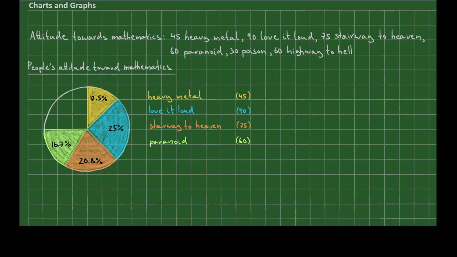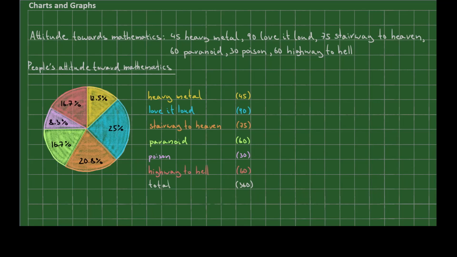16.7% feel that it makes them a bit paranoid. 8.3% insist that mathematics is poison. And finally, 16.7% believe that it is highway to hell. If you are representing your data in terms of percentages, it is always considered good practice to also give the total. In this case, 360 people. That would be 100%. Okay, that was a short introduction to charts.